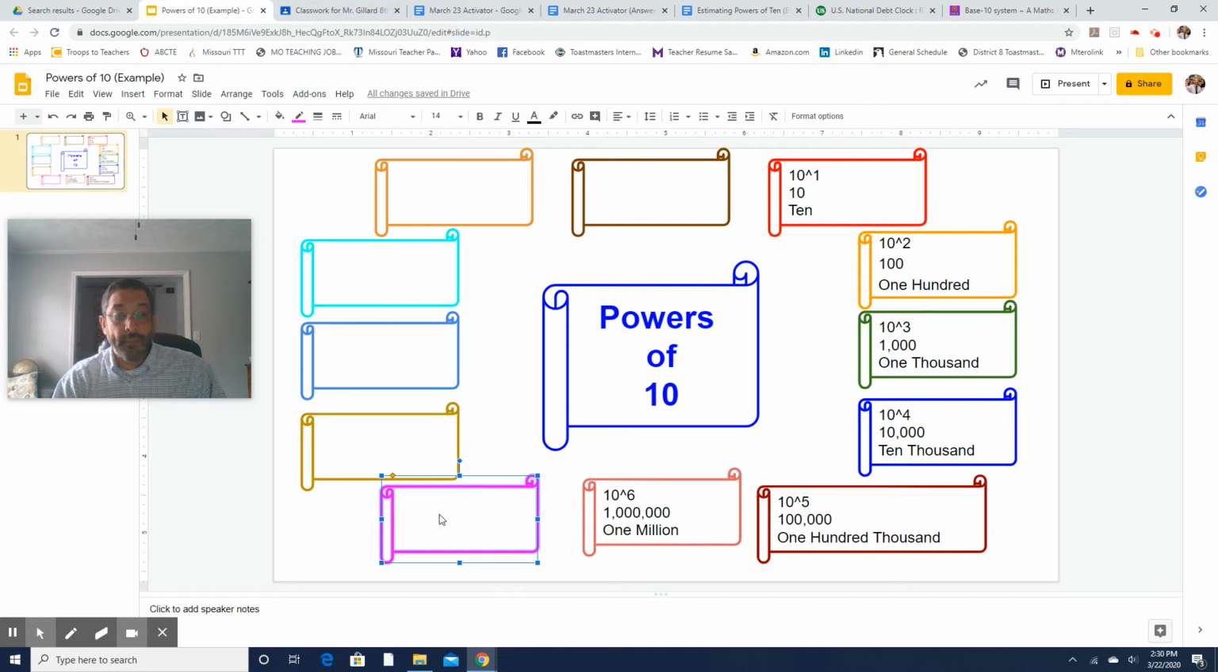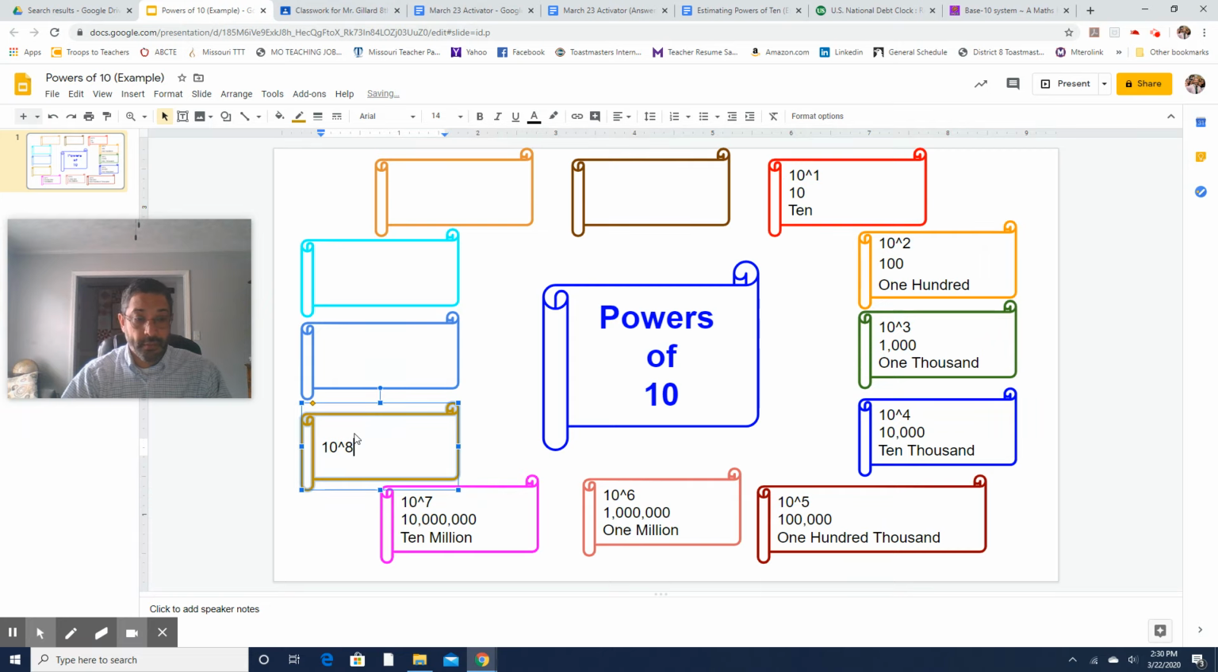If I come over to this cell, I'm going to have, again, 10 as my base. Raised to the seventh power. So that's going to be 1 with 7 zeros after it. So that gives me 10 million. Over here, I have 10 raised to the eighth power. So that's going to be 1 with 8 zeros after it. And that answer is going to be 100 million.